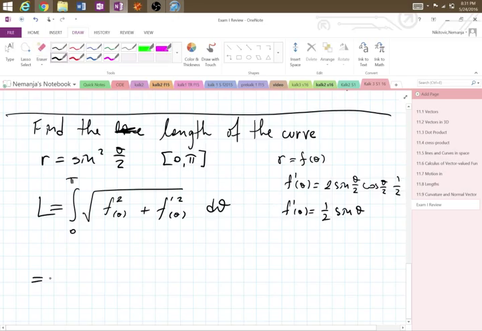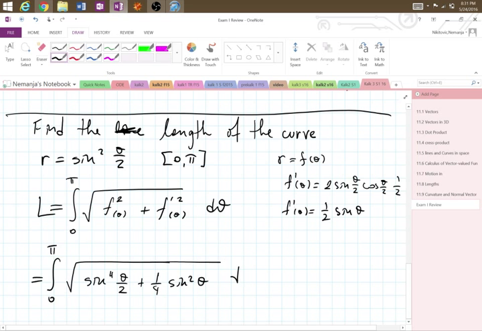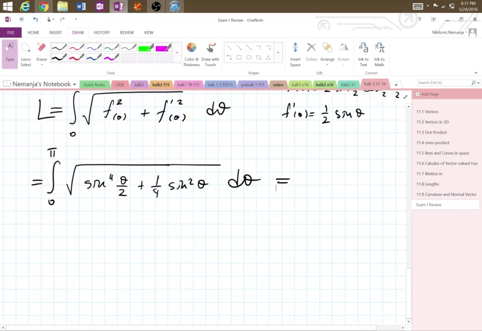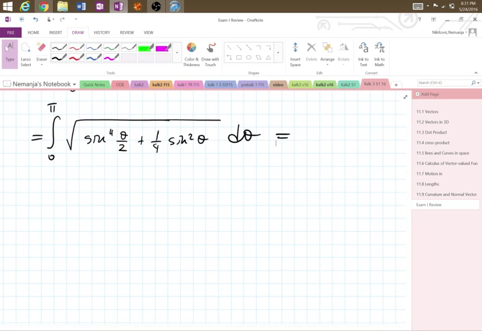So let's see what we get. Integral from 0 to pi of the square root of the regular function squared, which is sine to the fourth theta over 2, plus 1/4 sine squared theta, everything d theta. And now we're going to call upon calculus 2 to solve this integral.